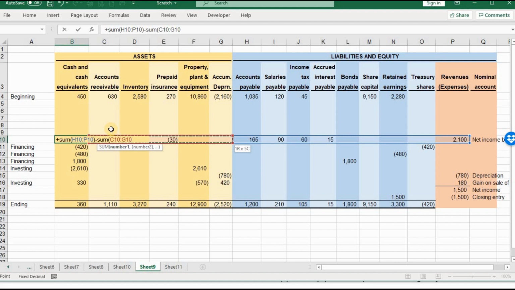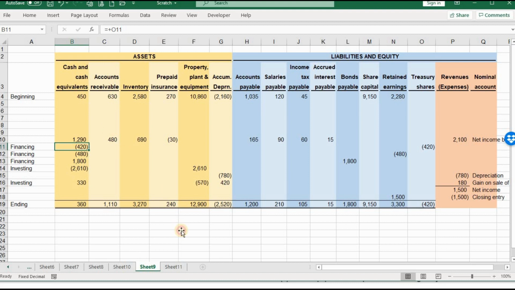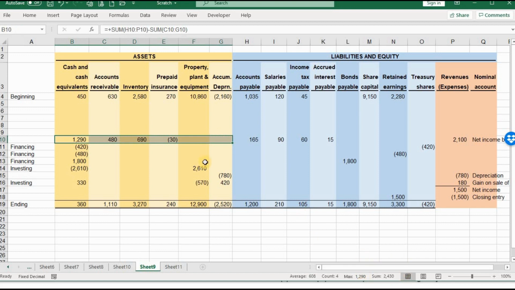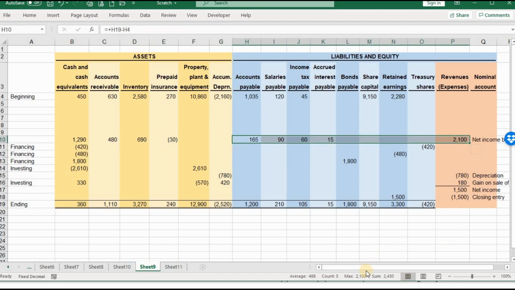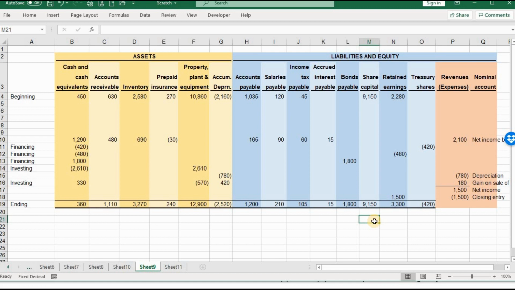less the increases and decreases in the other current asset accounts. So the total is 1,290 positive. So to check whether the accounting equation is balanced, let's again get the total. So the left side has a total of 2,430 as well as the right side, 2,430. Another way to check is the cash and cash equivalent column should have an ending balance of 360. So after we consider the 1,290 with all other amounts, the ending balance is 360, same as the ending balance.